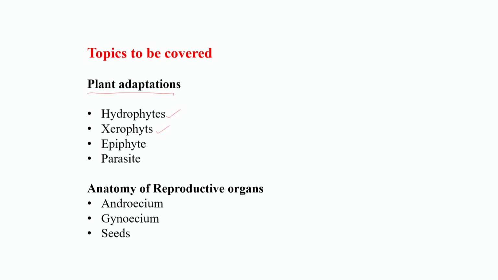Then we will also cover the anatomical structures of reproductive organs. Till now we have talked about stems, roots and leaves, but flowers are also there. Flowers are the reproductive organs of a plant, and it's important that we analyze the internal organization of a flower. Basically we will try to understand the androecium, the male reproductive part of the flower, and the gynoecium, the female reproductive part. And we will also analyze the anatomy of seeds.